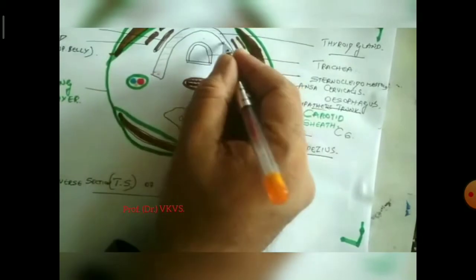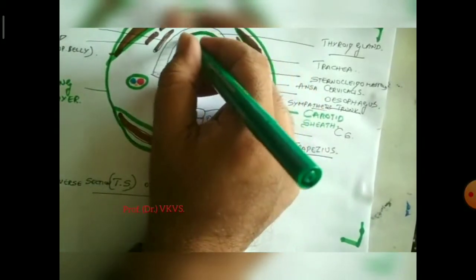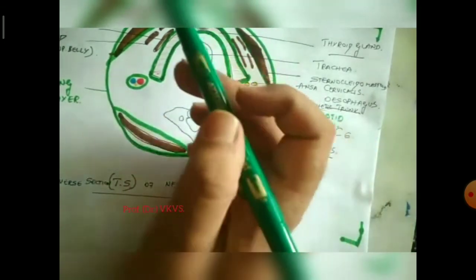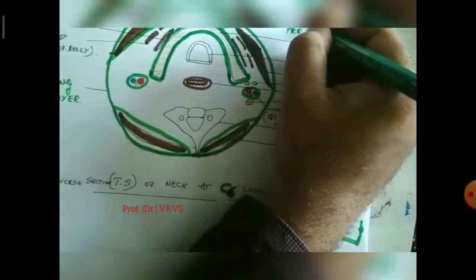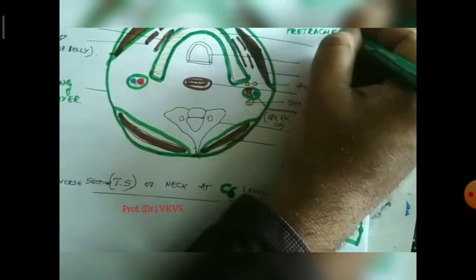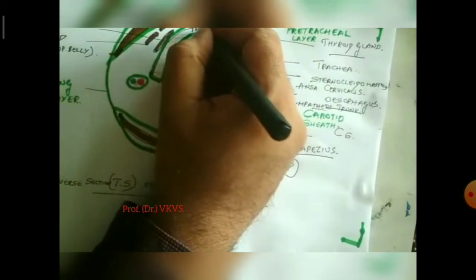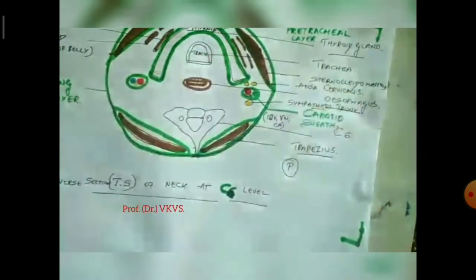Later we'll label the thyroid gland. The thyroid gland is enclosed within the pretracheal fascia. We label it as pretracheal fascia. That is the trachea.